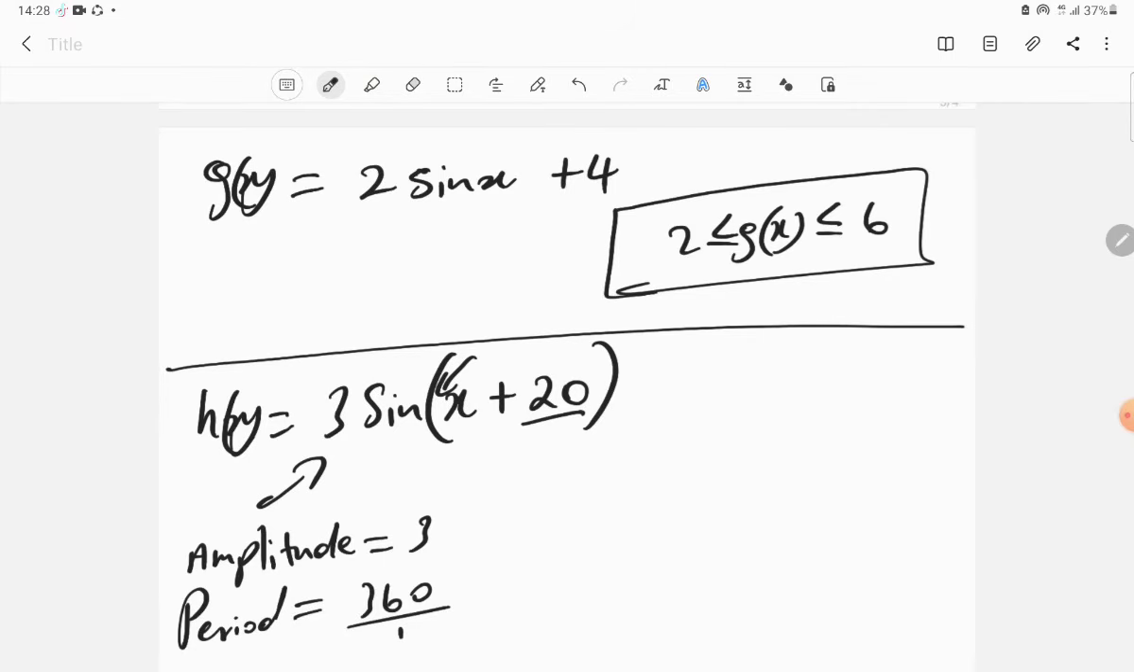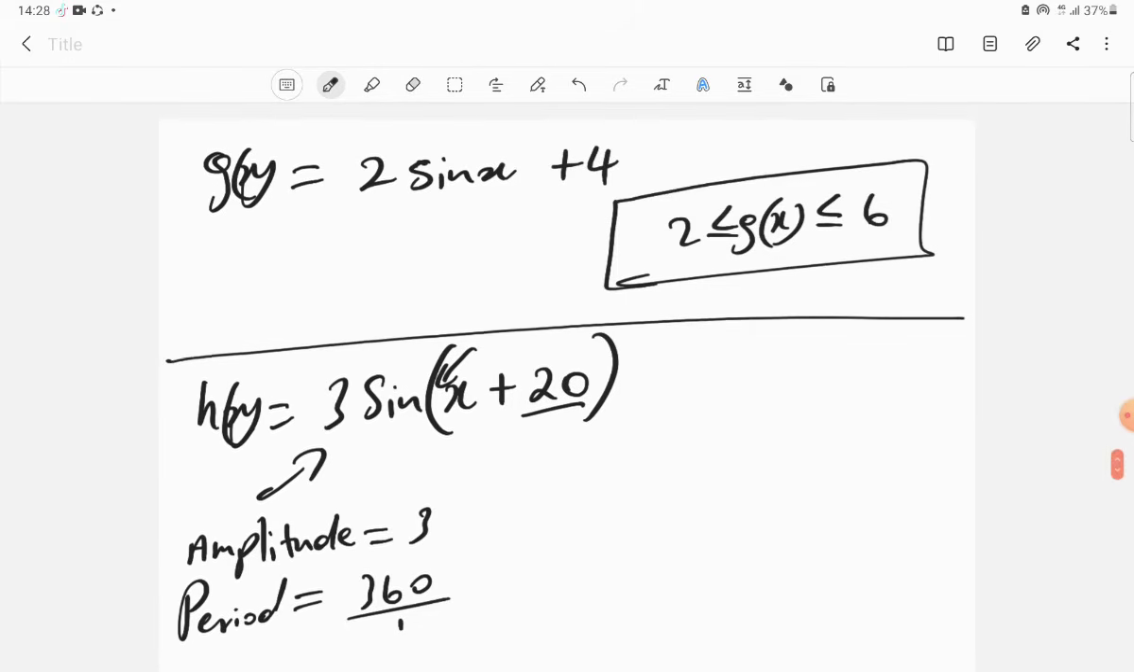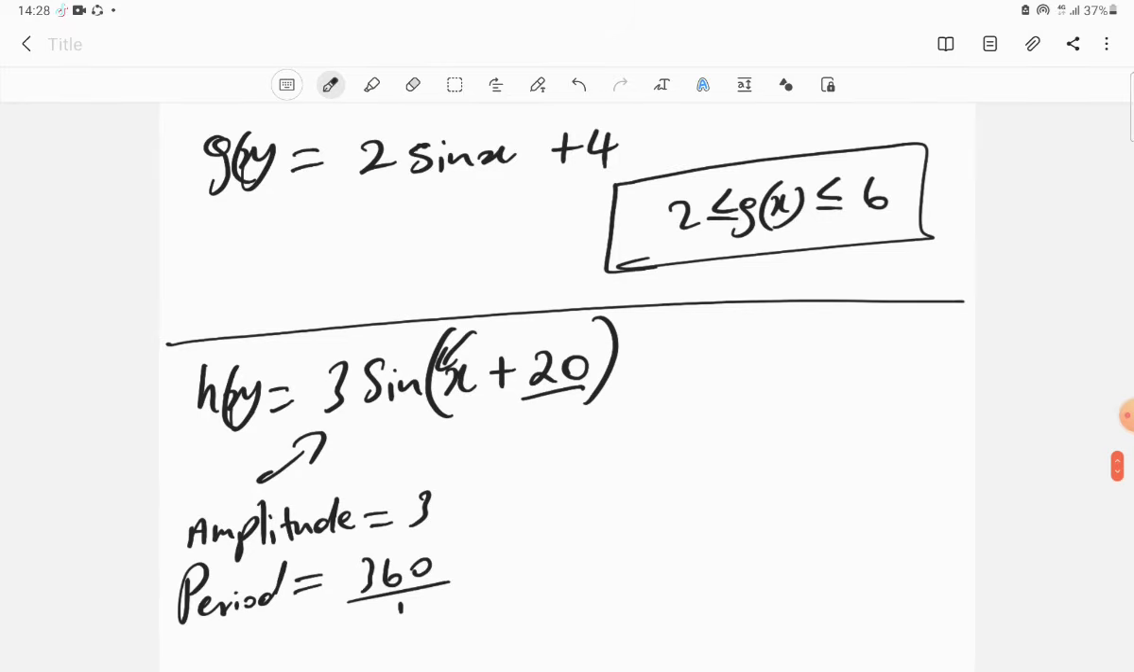So what does this 20 do? It shifts the graph left and right, in a horizontal direction. So it affects the domain of the graph. It shifts the graph left and right, not upwards or downwards. Only this value of q has an effect on the y value. That is why this value of q over there affects the range of the graph. If you add q there, the range will be affected. If you subtract q, the range will be affected.